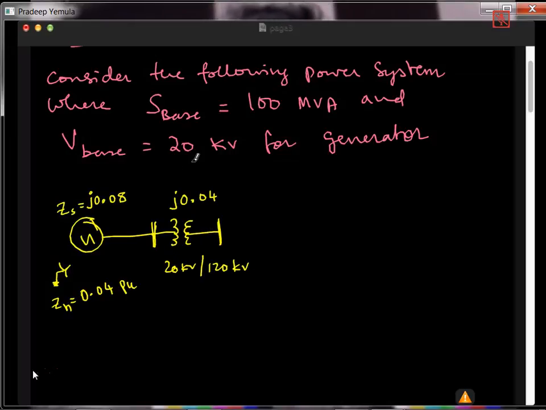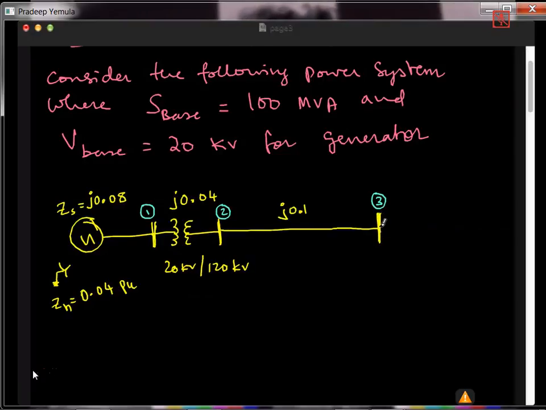So again, the voltage base is 20 kV, 100 MVA. Now, because we are going to the high voltage side, on this side the voltage base will be 120 kV, but S base will be 100 MVA. So there is a transmission line, and there is another bus bar. If I number the bus bars, this is bus number 1, bus number 2, and this is bus number 3. Now what is the impedance of the line? The impedance of the line is j0.1 per unit. So the fault is occurring at bus 3.